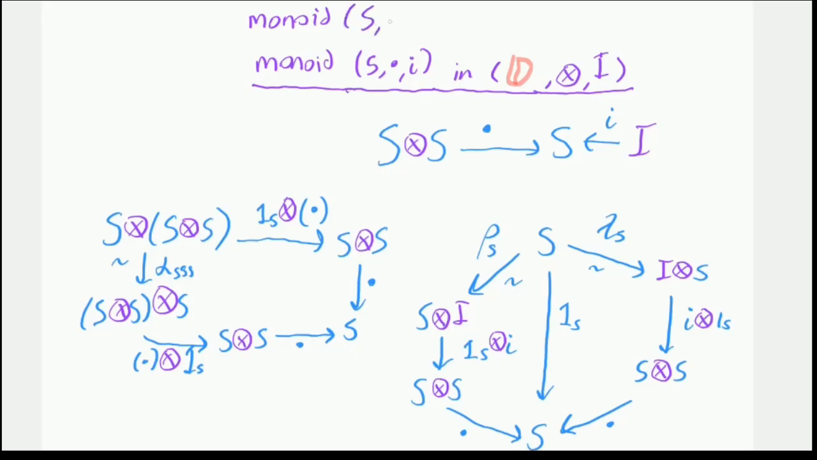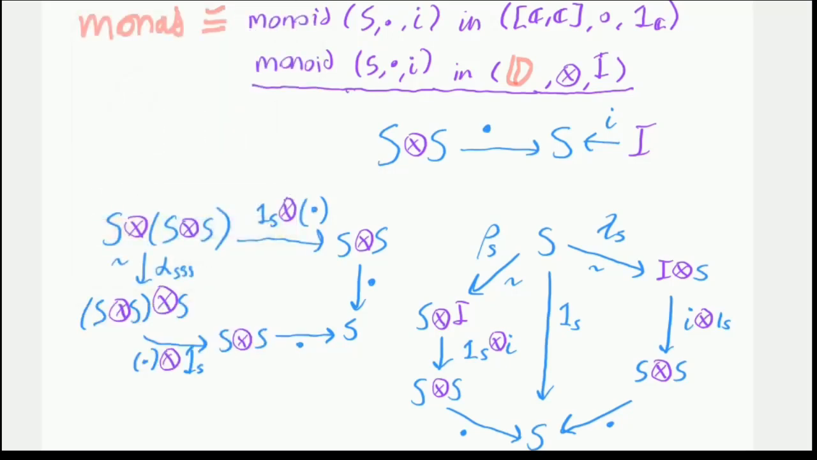I'll use the same notation for now, S, dot, I, but in this monoidal category of endofunctors. So the category is the category of endofunctors. The tensor product is this circle thing here, which is basically composition, and our monoidal unit is now the identity functor of C. So what's a monoid in this category of endofunctors? That is precisely what a monad is. A monad is just a monoid in the category of endofunctors.